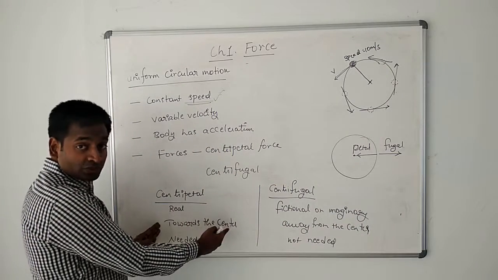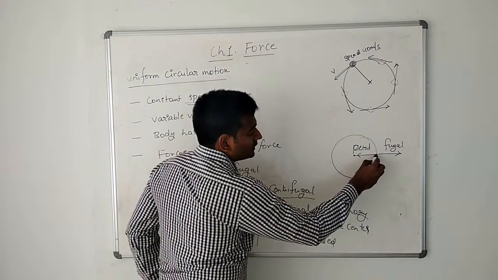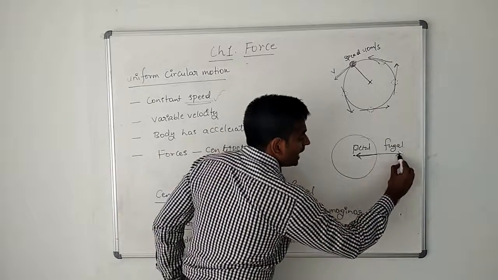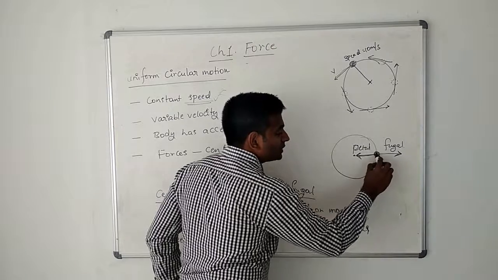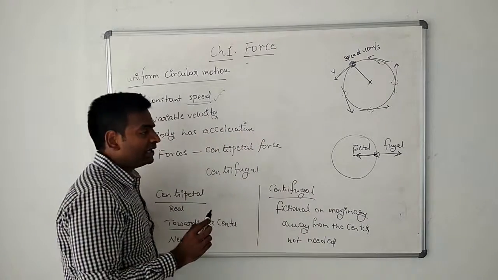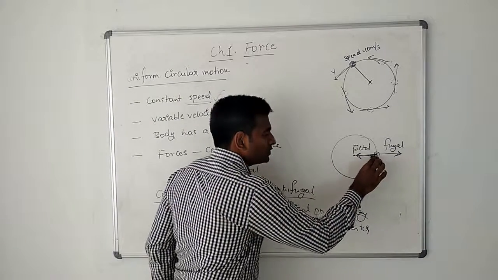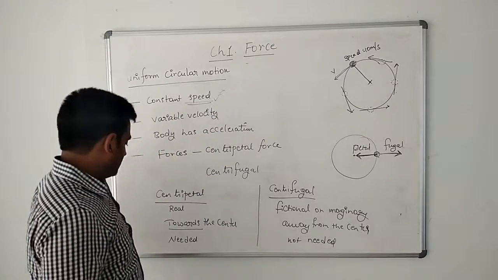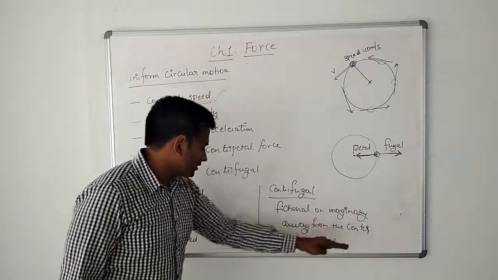Centripetal force acts towards the center, very important. So here, the centripetal force acts towards the center. Centrifugal force acts away from the center, and both of them act on the body. But one acts in one direction, the other in exactly the opposite direction. Centripetal force is always towards the center, centrifugal force always away from the center.